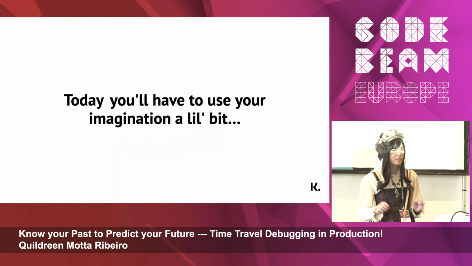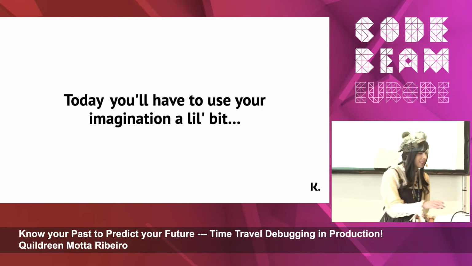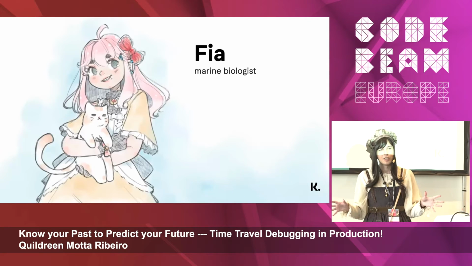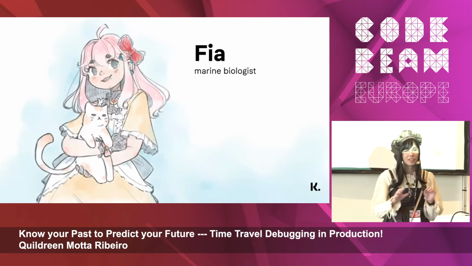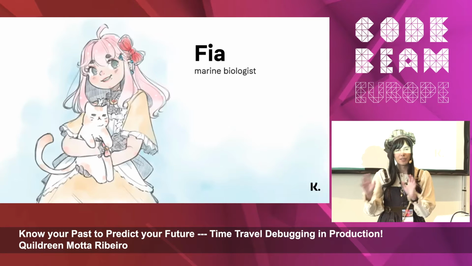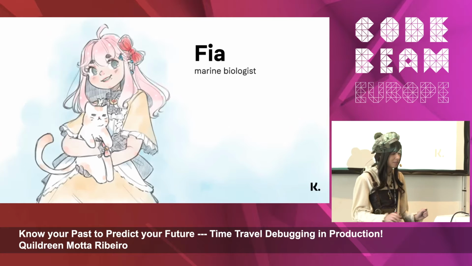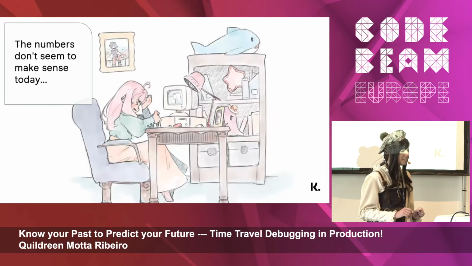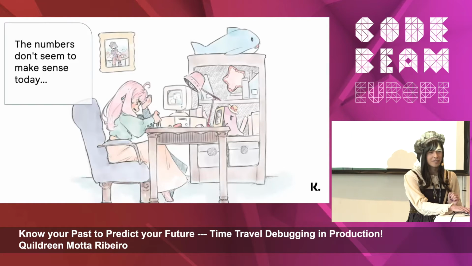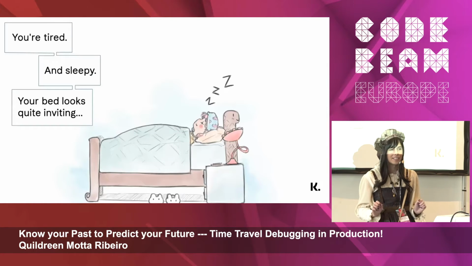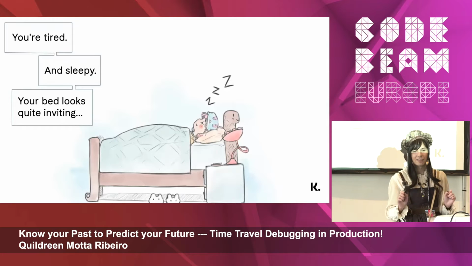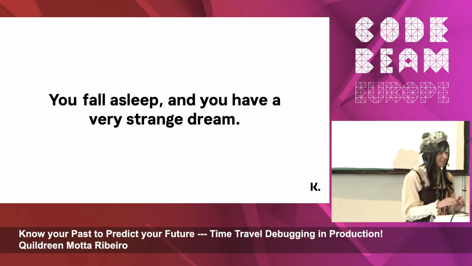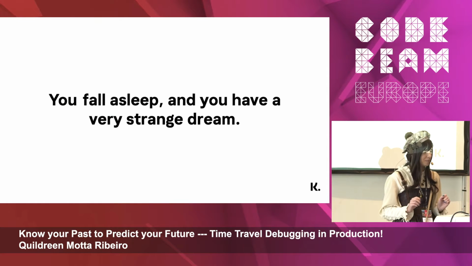And for this to work, you have to use your imagination a little bit. So imagine that you're a marine biologist, which means that you study the ocean. So you dive, you collect data from the ocean, you turn that data into numbers, and you try to make sense of those numbers. Today, those numbers do not make sense, just like in computers. So you're kind of tired, kind of sleepy, your bed looks kind of inviting right now, so you decide to take a nap. You soon fall asleep, and you have a very strange dream.